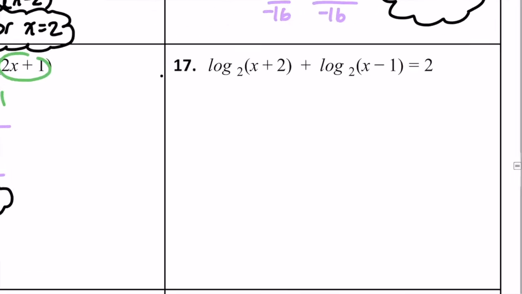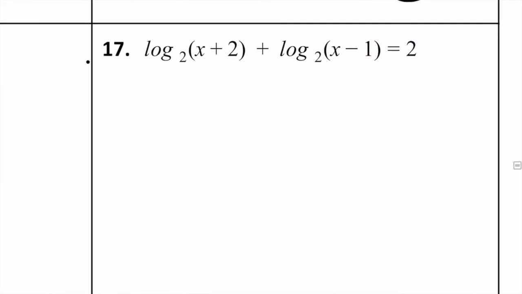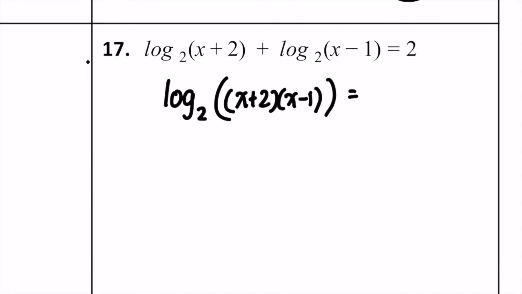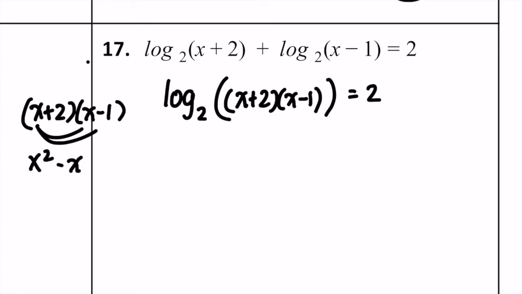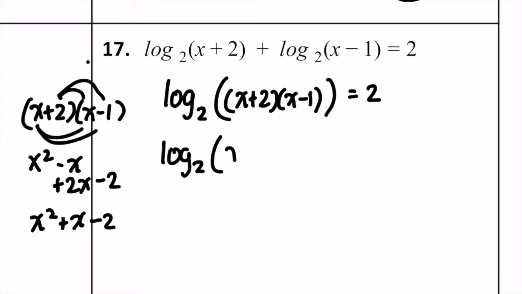For number 17, I have log base 2 of x plus 2 plus log base 2 of x minus 1 is equal to 2. I'm going to consolidate these two logarithms. There's addition in between. I'm going to consolidate them with multiplication. So I have log base 2 of x plus 2 times x minus 1. That's equal to 2. I simplify what's inside. X plus 2 times x minus 1. I do x times x is x squared. X times negative 1 is negative x. 2 times x is 2x. And 2 times negative 1 is negative 2. I have x squared plus x minus 2 inside. So I have log base 2 of x squared plus x minus 2 is equal to 2.